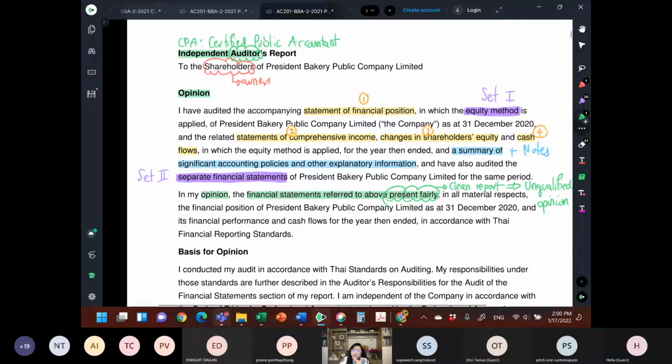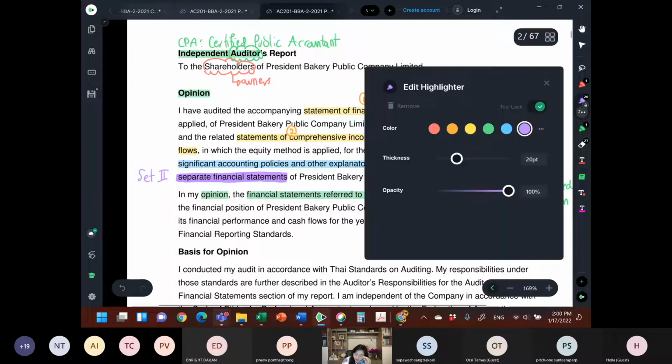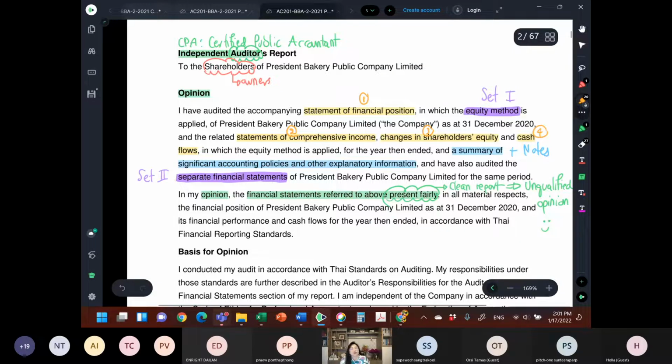So in this situation, the auditor rendered an opinion on the financial statements, saying that the financial statements referred to above present fairly, right? So this is a clean report. This is an unqualified opinion, which is the best thing that you can get from the auditor. This is good.